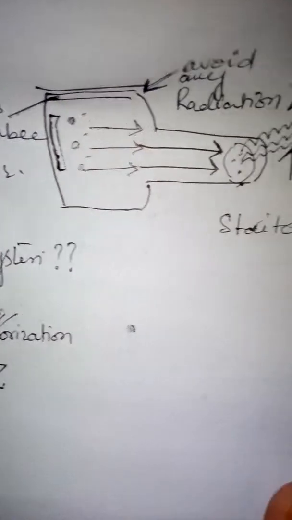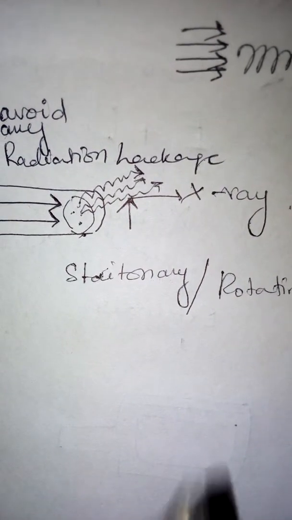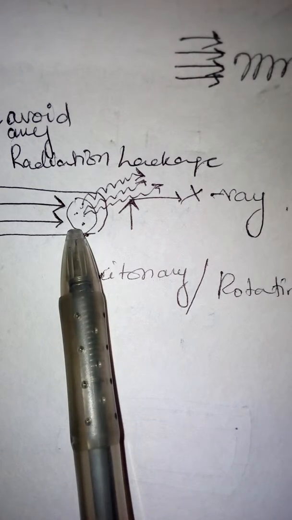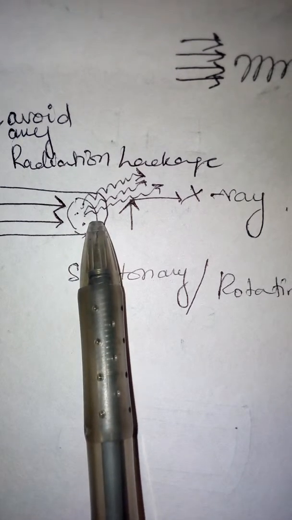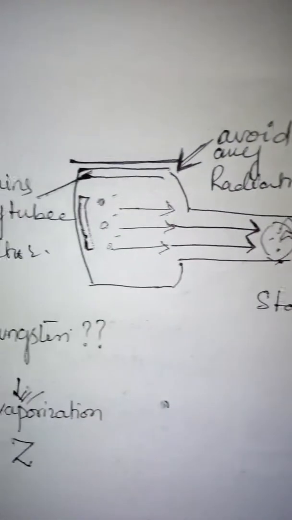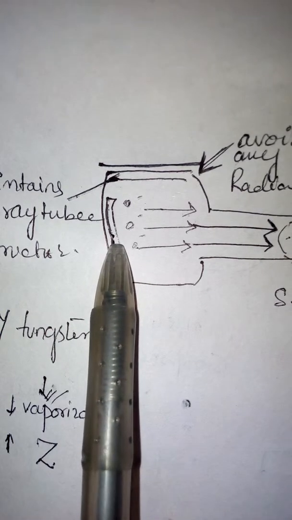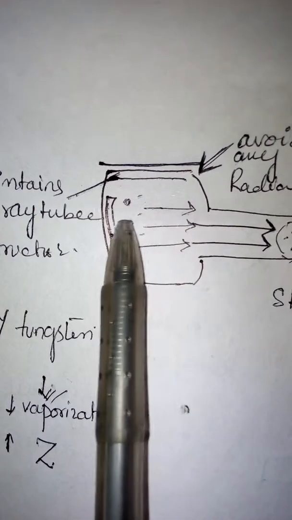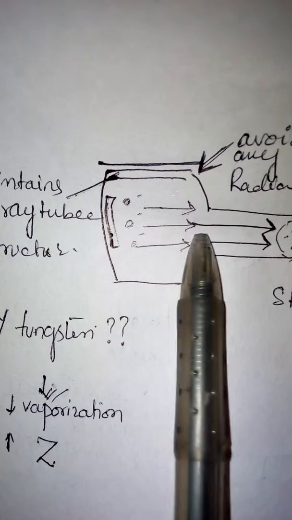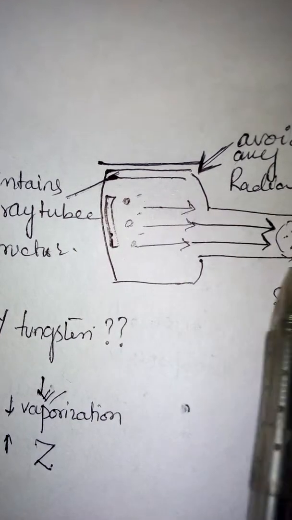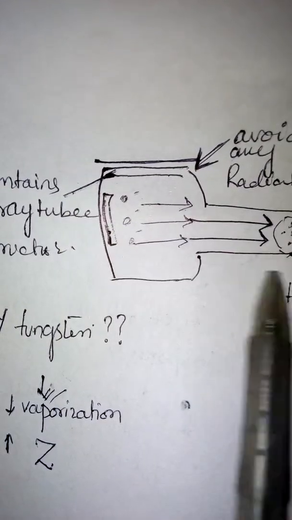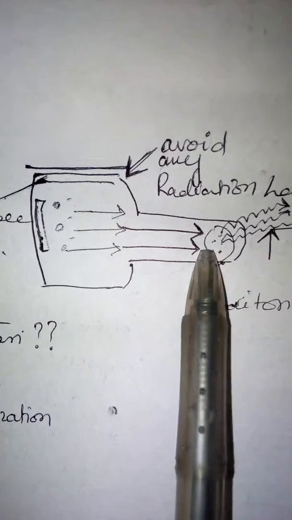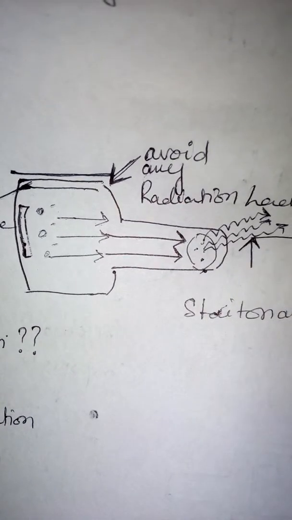Then we have the anode, which produces the electromagnetic radiations known as X-rays. First of all, what happens is the cathode, which is made up of tungsten, is provided with electricity. It produces a high energy beam of electrons in an evacuated or vacuumed tube, which moves towards the anode, strikes it, and produces X-ray radiations.